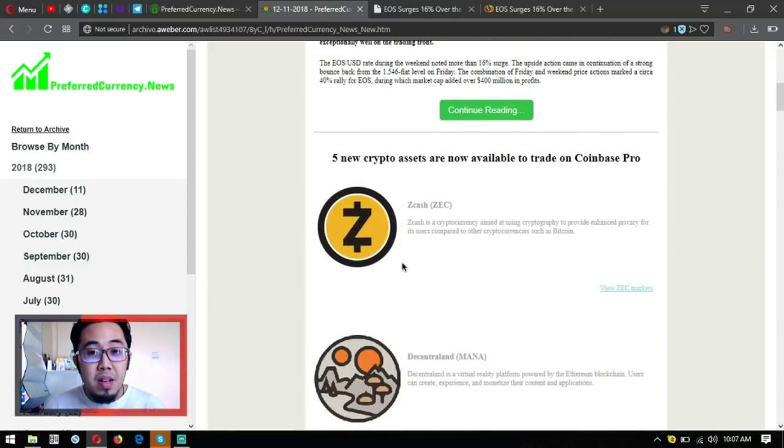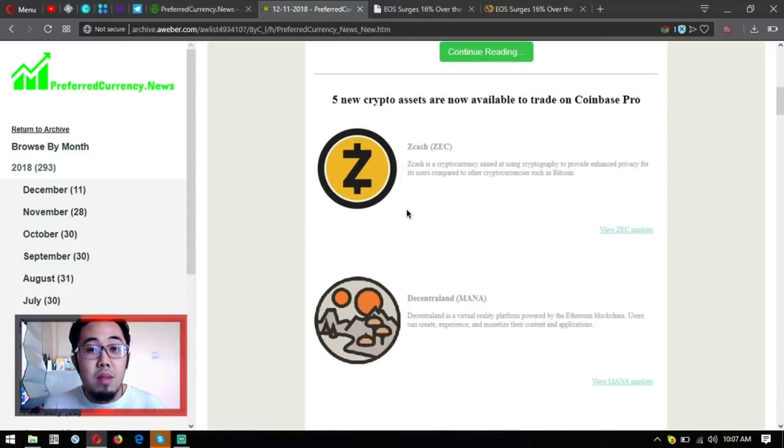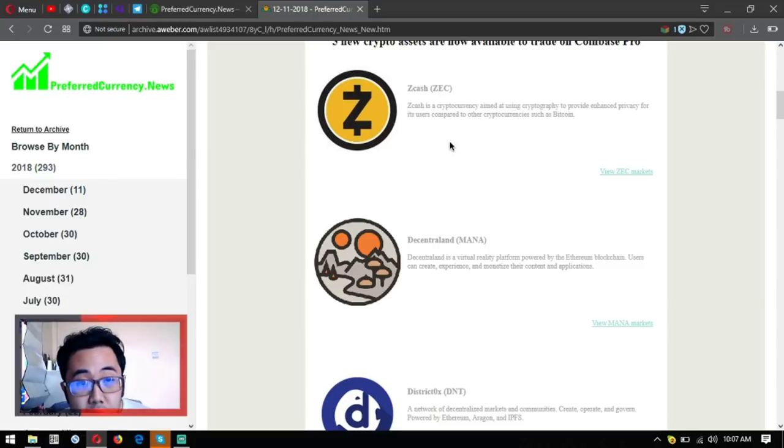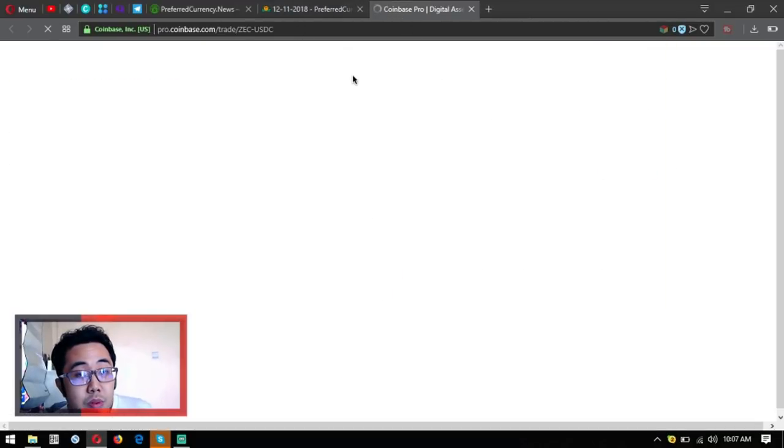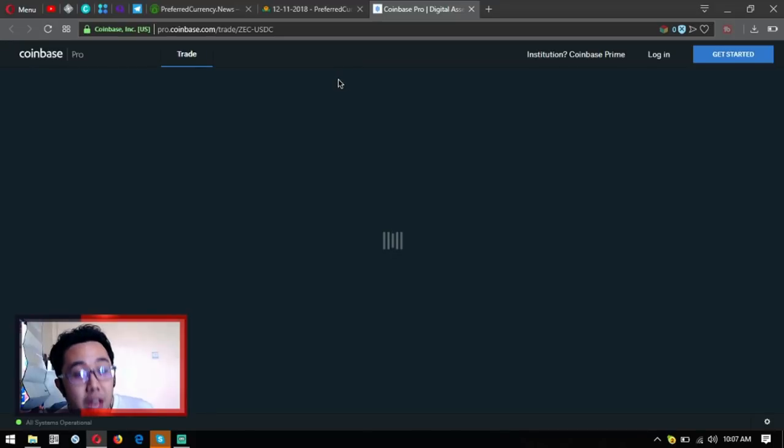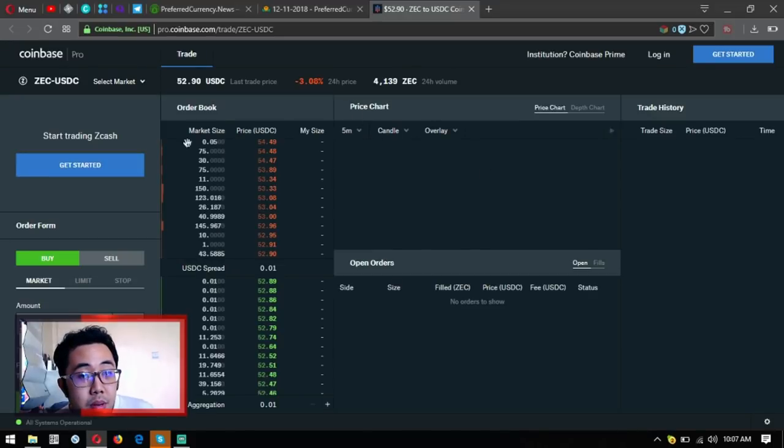Here is another one: the 5 new crypto assets that are now available on Coinbase Pro Exchange. The first one is Zcash. Zcash is a cryptocurrency aimed at using cryptography to provide enhanced privacy for its users compared to other cryptocurrencies such as Bitcoin. There's a link here which will redirect you to the Coinbase Pro Exchange for ZEC, or Zcash. Okay, here it is.